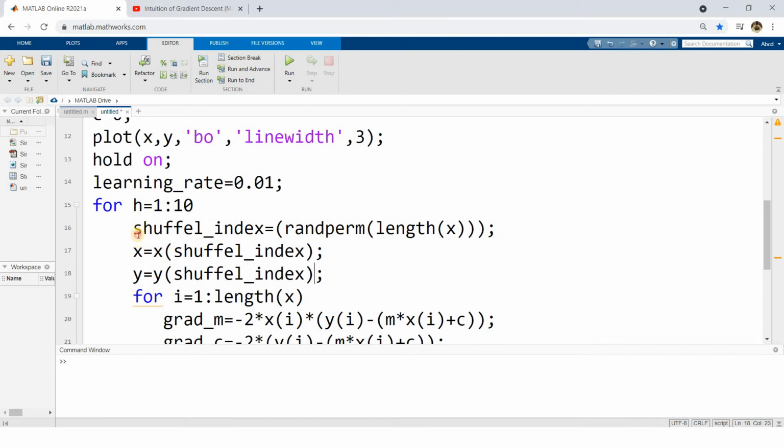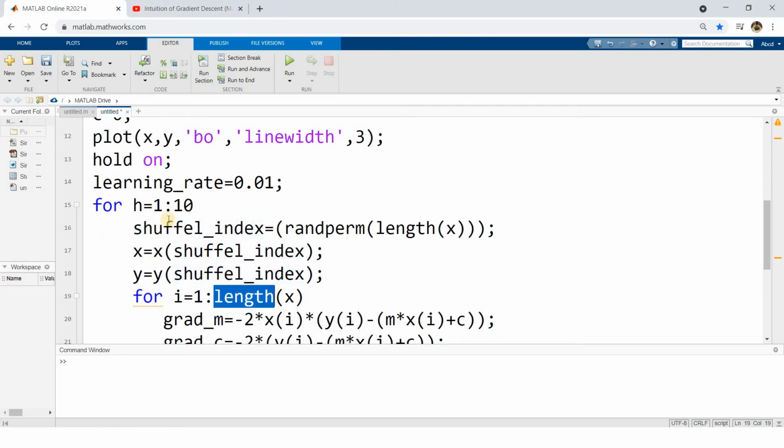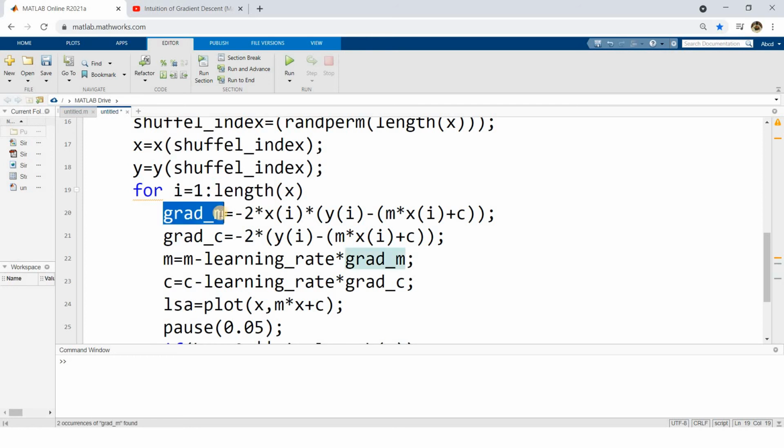Using this piece of code, I hope you can easily understand that x and y will be shuffled. Now we iterate over our actual data, and the gradient of m, that is the gradient with respect to m, is minus 2 into xi times the error term yi minus (m xi plus c), and the gradient with respect to c is minus 2 into yi minus (m xi plus c), as the updation rule formula I have shown you. Now m equals m minus learning rate into gradient, and c equals c minus learning rate into gradient. This is the universal formula for updation: next value equals current value minus learning rate into gradient. That's it, nothing else.